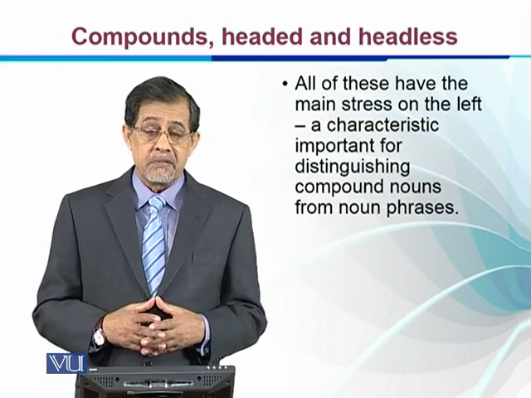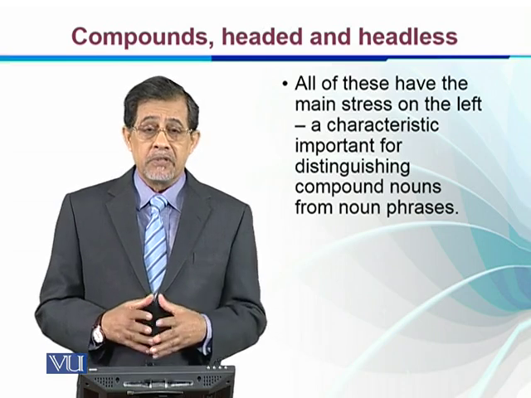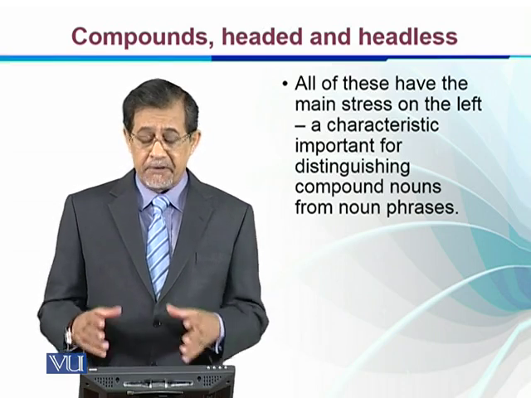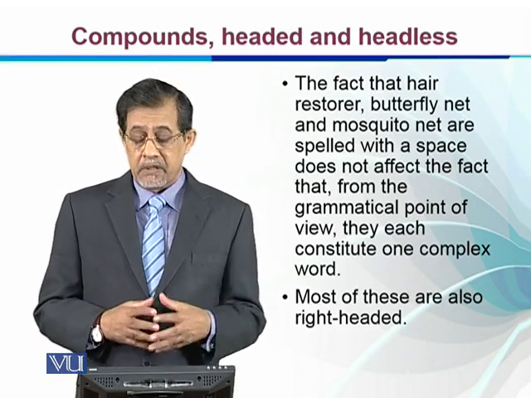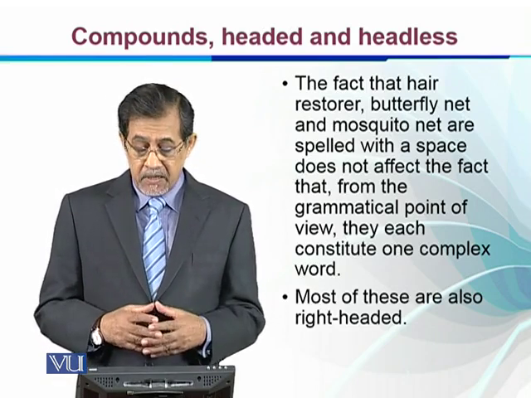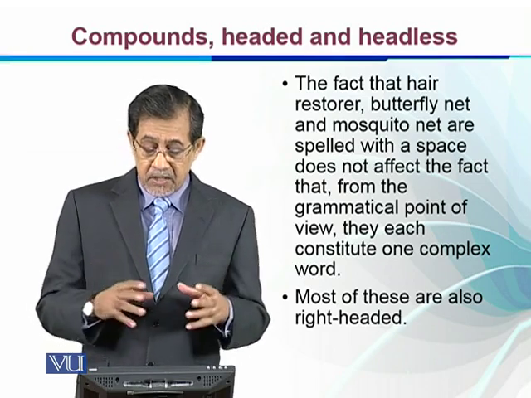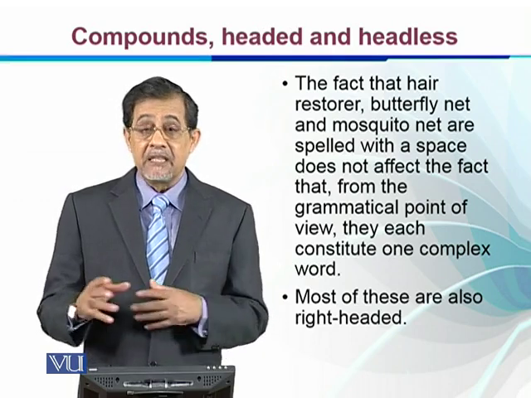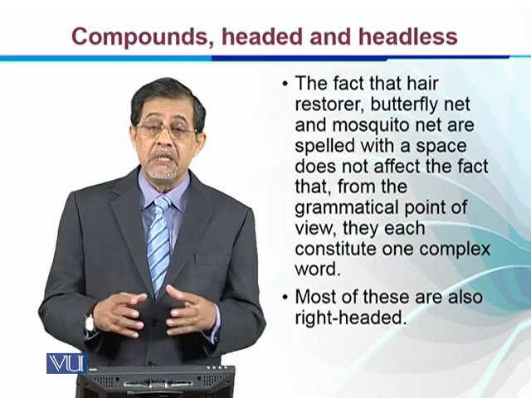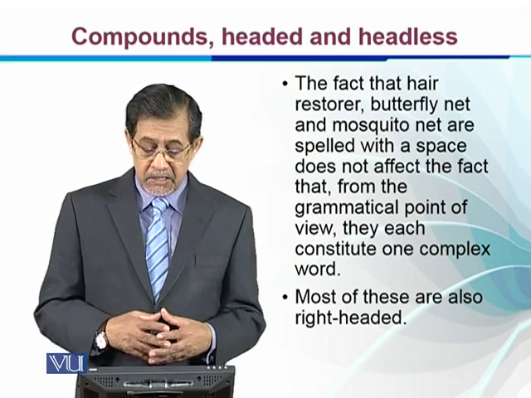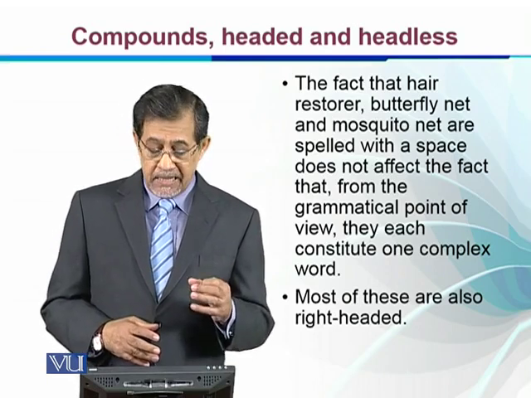That is a characteristic of the English language that helps us distinguish compounds from noun phrases. The fact that hair restorer, butterfly net, etc. have a space between them does not affect this, because from the grammatical point of view, each of them forms a complex word. Most of these are also right-headed, right?